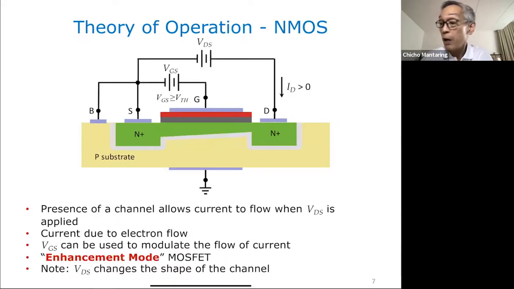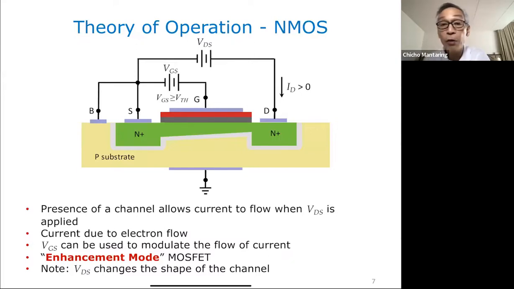And therefore, when I apply my voltage VDS, my drain to source voltage, what this will see is a resistor and current will flow. Current will be due to the flow of electrons. So current is due to the flow of minority carriers in your substrate. Current is due to the flow of electrons.